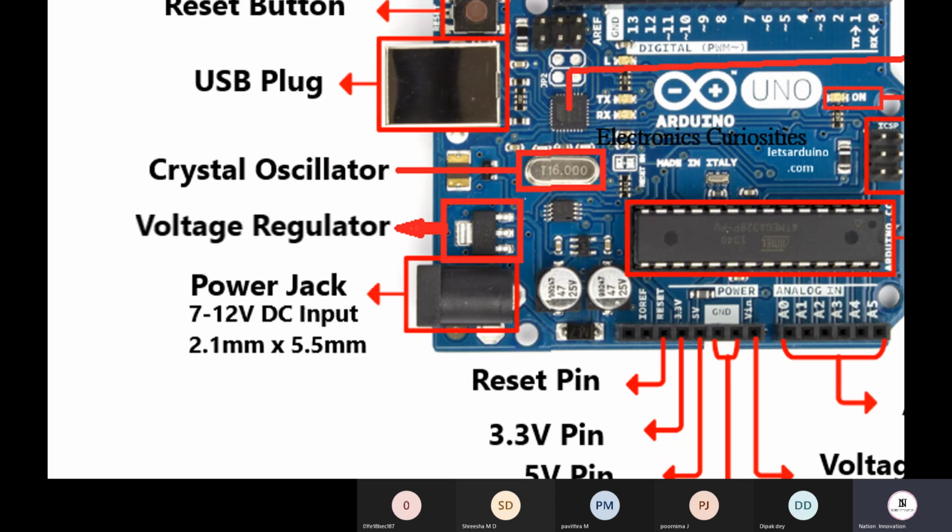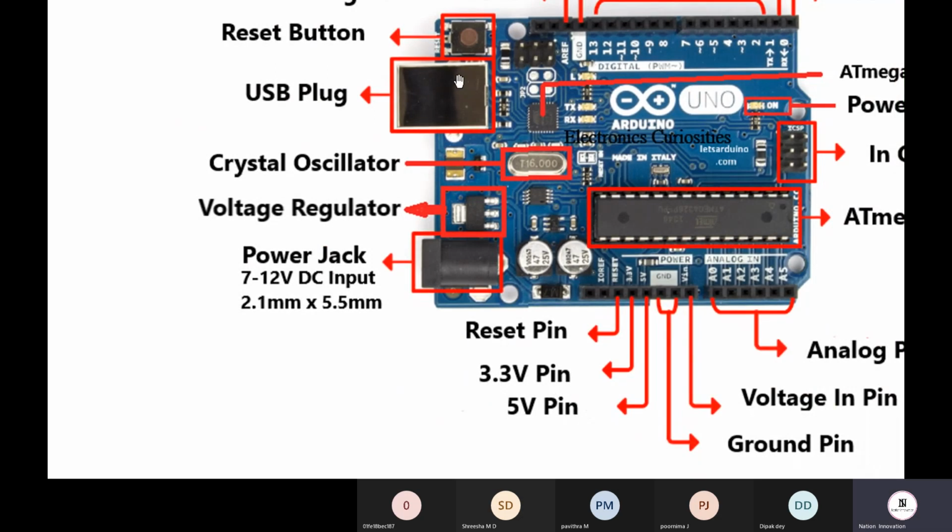Fine. This is the main consideration, we also have to take care about how many amp ratings we are sending to them. This is the voltage regulator, which will help you drop that 7 to 12 volt supply or 9-volt supply to the 5-volt supply, which will be used by your chip, the Atmega 328P. This is your USB plug, and this plug will be doing two functionalities.